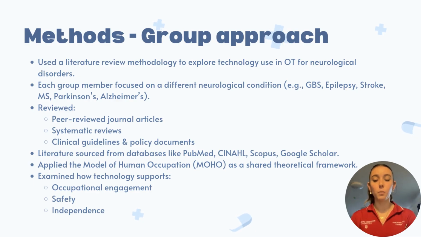Each member focused on one neurological disorder, which allowed us to understand the unique and shared challenges across conditions. We reviewed a wide range of sources, including peer reviewed articles, systematic reviews, policies, and real world case studies. Our research was guided by the model of human occupation, a key OT framework that helped us assess how technology can support volition, habituation, performance capacity, and environmental interaction. Across all conditions, we focused on how technology could improve engagement, safety, and independence in daily life.